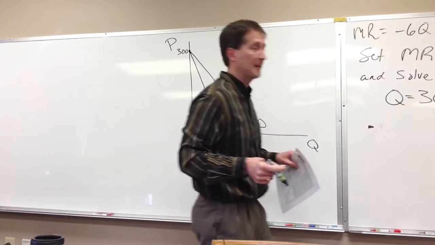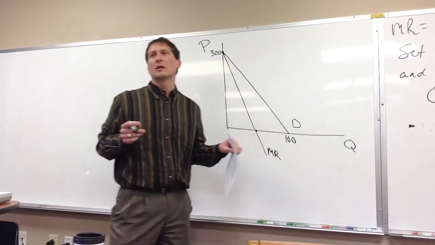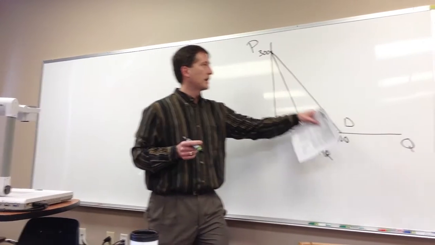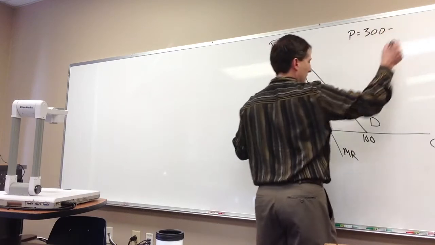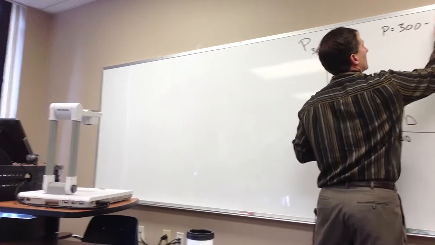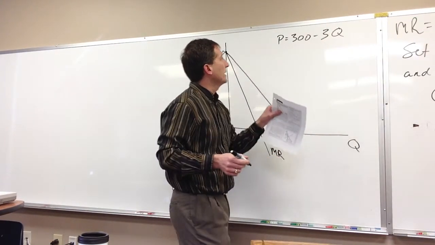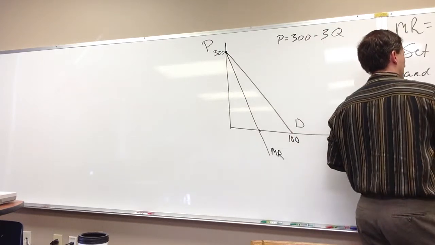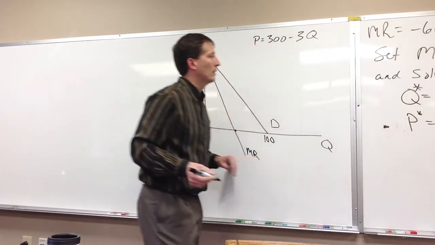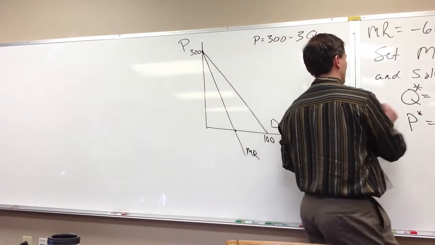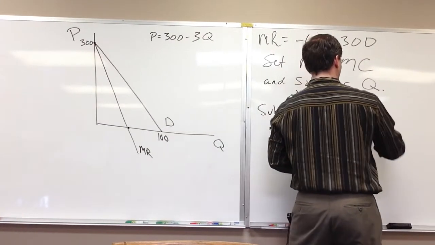Price? 210, how'd you get it? Plug this into the inverse demand curve, right? So our inverse demand curve in this case is 300 minus 3q, shove the 30 into the q. 30 times 3 is 90, price equals 210. So sub into inverse demand.